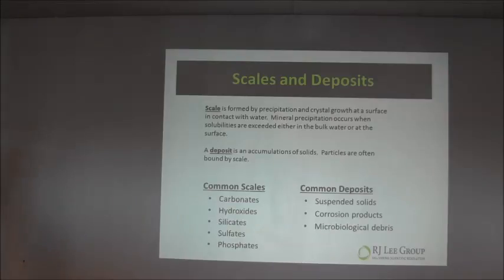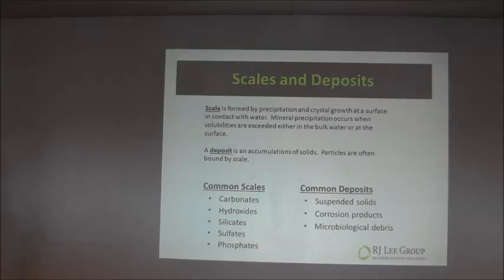I think the first thing that I want to do is define what I call a scale and what I call a deposit, because I look at these a little bit differently. A scale is when you have mineral precipitation, when solubilities are exceeded either in the water or sometimes at a surface, a hot surface, a vacuum surface, where you can get increased concentrations of anions or cations.